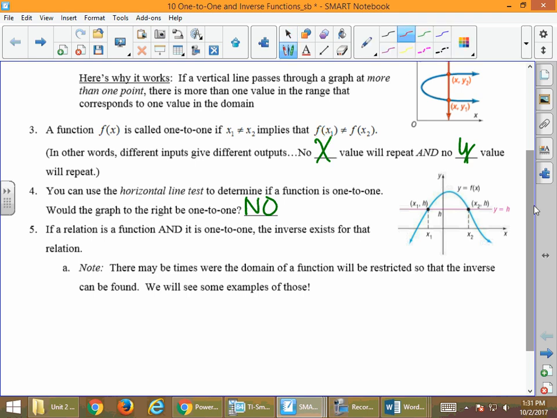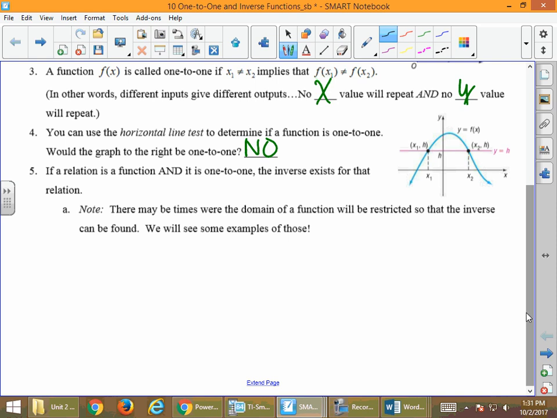If a relation is a function, and it is one-to-one, then we can find the inverse. Down here in 5a, and we'll get to it a little bit later, there will be times, however, when we restrict the domain of the function so that we create a one-to-one function so that we can find the inverse, and we will do those later on in these notes.